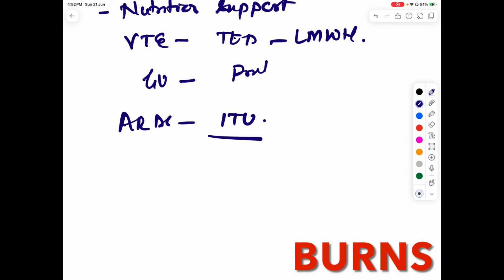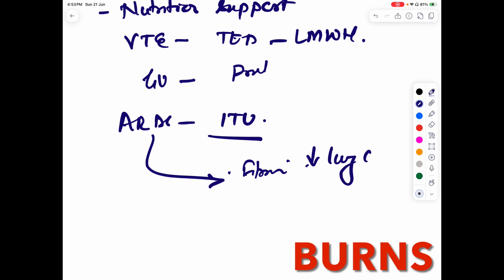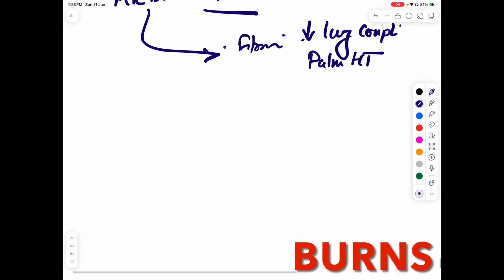What are the long-term sequelae? It can lead to fibrosis of the lungs and decreased lung compliance, and it can lead to pulmonary hypertension afterward.